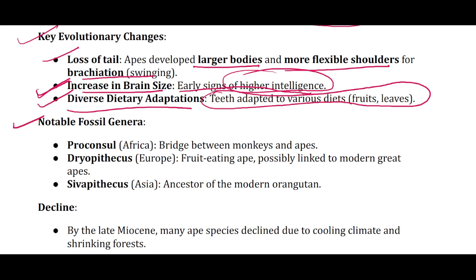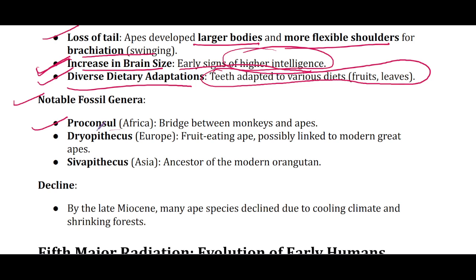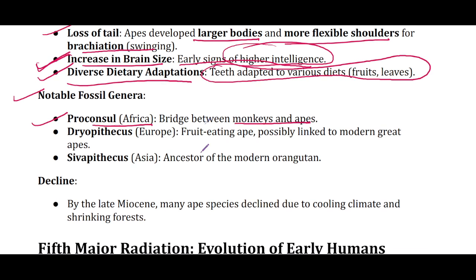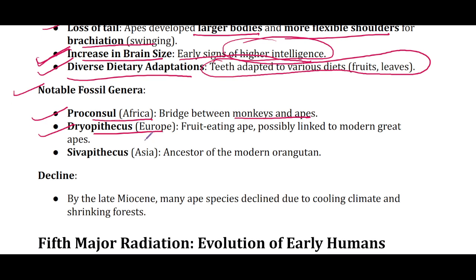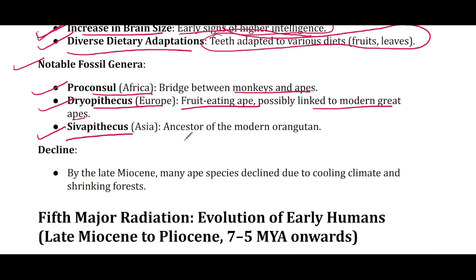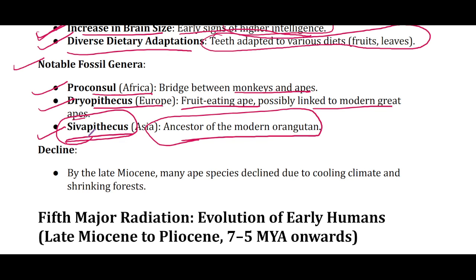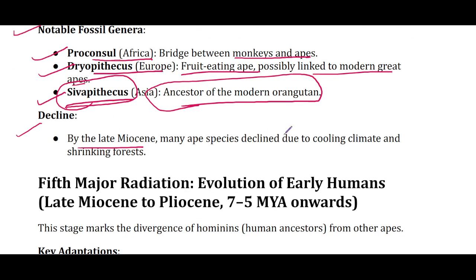Now, the notable fossils. First is Proconsul from Africa that bridged the gap between monkeys and apes. The second, Dryopithecus, which was found in Europe. It was a fruit-eating ape and possibly linked to modern great apes. And then Shivapithecus and Ramapithecus that are ancestors of the modern orangutan और Shivapithecus, Ramapithecus दोनों जो है वो उनके fossils इंडिया में ही मिले हैं. Now decline. So by the late Miocene, many ape species declined due to cooling climate and shrinking forests.